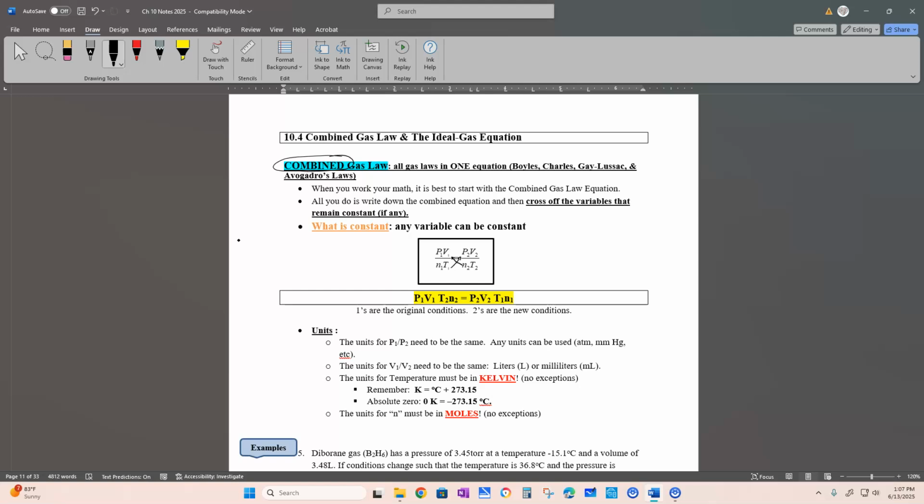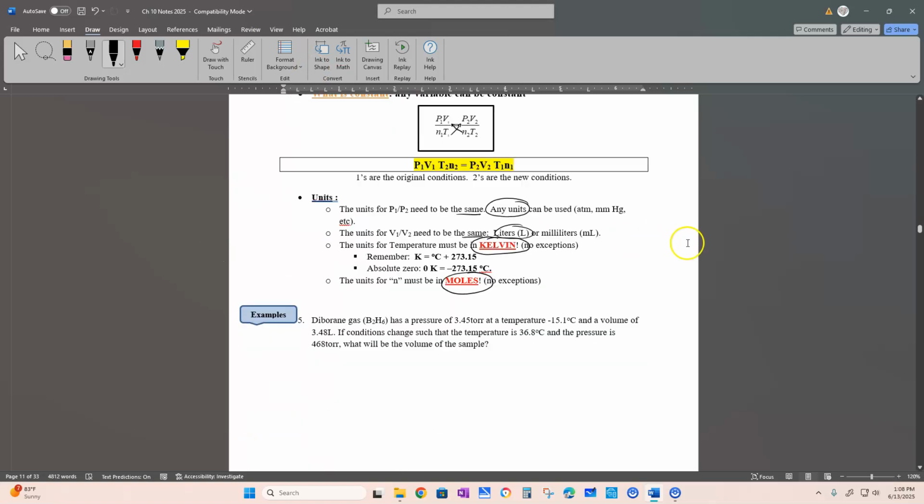For pressure, you can use any units as long as they're the same. For volume, same thing. We typically like to use liters, but you can use mL. Temperature, you have no choice. It's got to be in Kelvin. So remember, you take your Celsius and you add 273. And moles is moles. You cannot have grams or molecules. So let's try an example.